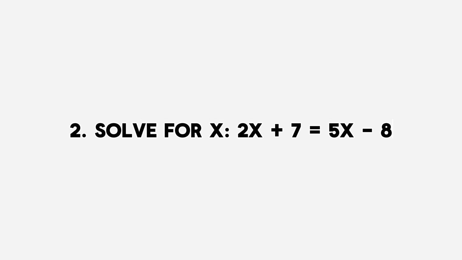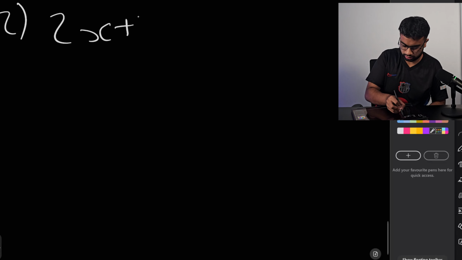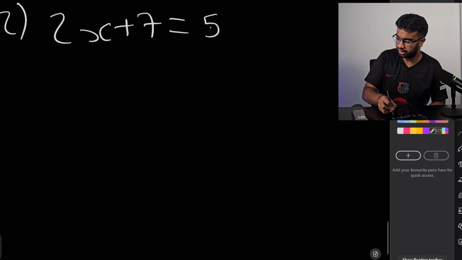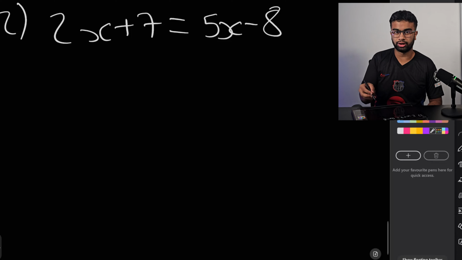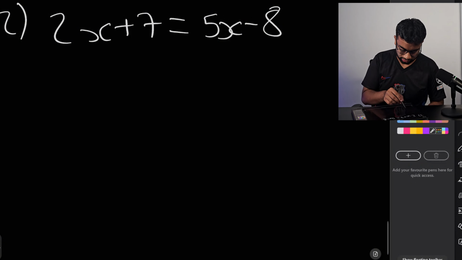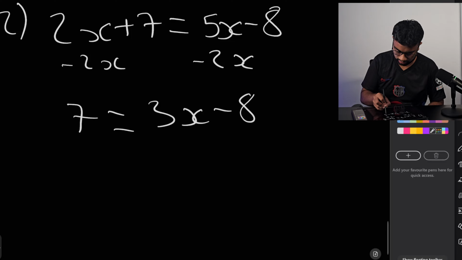Question 2 tells us to solve for x. The equation 2x plus 7 equals 5x minus 8. So if we want to solve for x, ideally we'd get x on its own and a numerical value for it. So in order to do that, let's try to get all the x's on one side and all the numbers on one side. So if we take away 2x from both sides, we'd get 7 is equal to 3x minus 8.